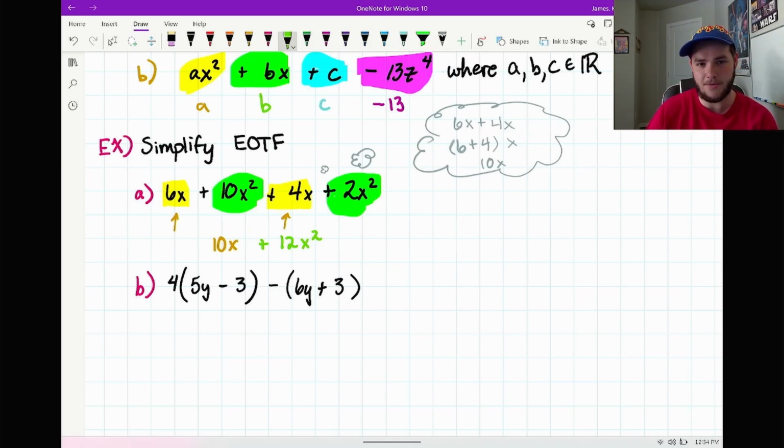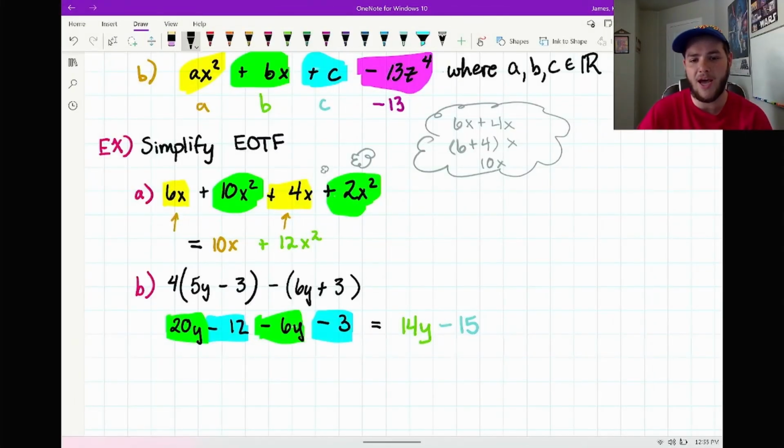So altogether then, if somebody gave me 6 grapes and 10 cookies and 4 more grapes and 2 more cookies, in the end, I've got 10 grapes and 12 cookies. It wouldn't make sense to say I've got 22 grape cookies, right? I wouldn't write 22x x squared. Instead, I can only combine like terms. I'm only going to pile up my grapes and my cookies separately. So this would be the final expression. Go ahead and pause the video here to see if you can get part B on your own.